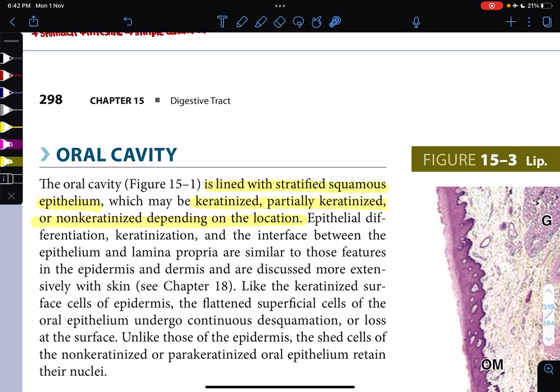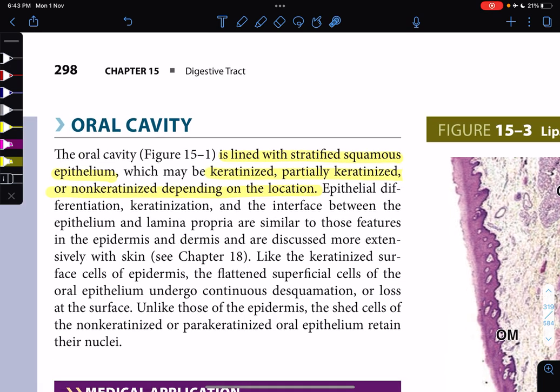So, I mean we don't have, for example, that it's all keratinized. No, it depends on the location in the oral cavity. So the epithelial differentiation, keratinization, and the interface between the epithelium and lamina propria are similar to those features in the epidermis and the dermis that are discussed more intensively with skin. We explained that before.